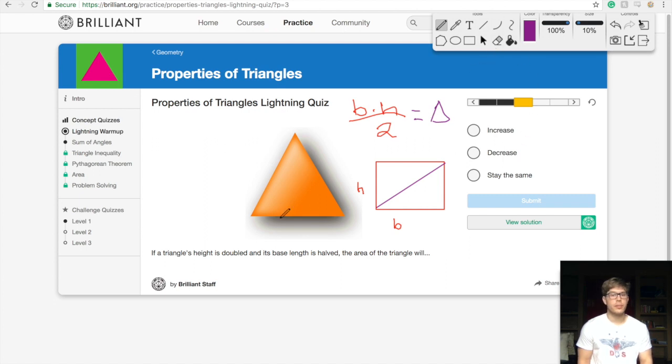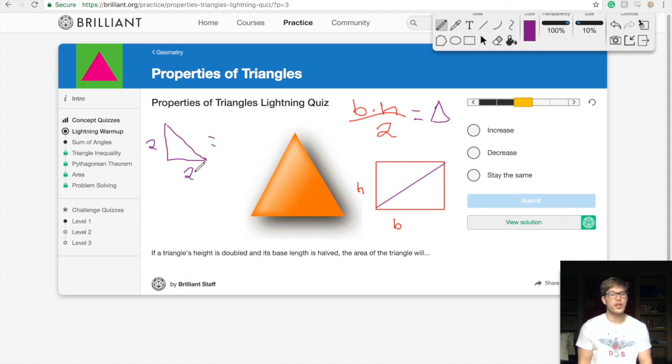Alright, so back to the problem. If a triangle's height is doubled and base is halved, the area will what? So let's make a couple example triangles. It's always good to make examples with real numbers whenever asked about a question not involving any sort of numbers.